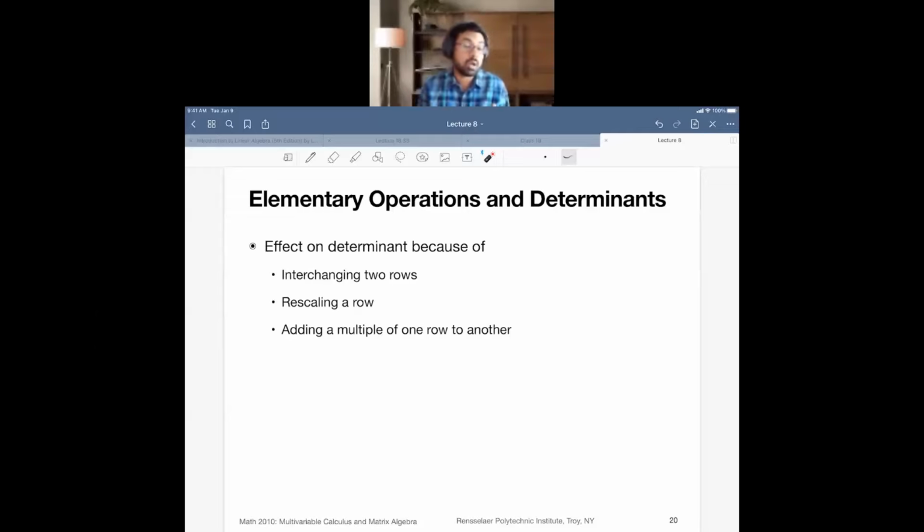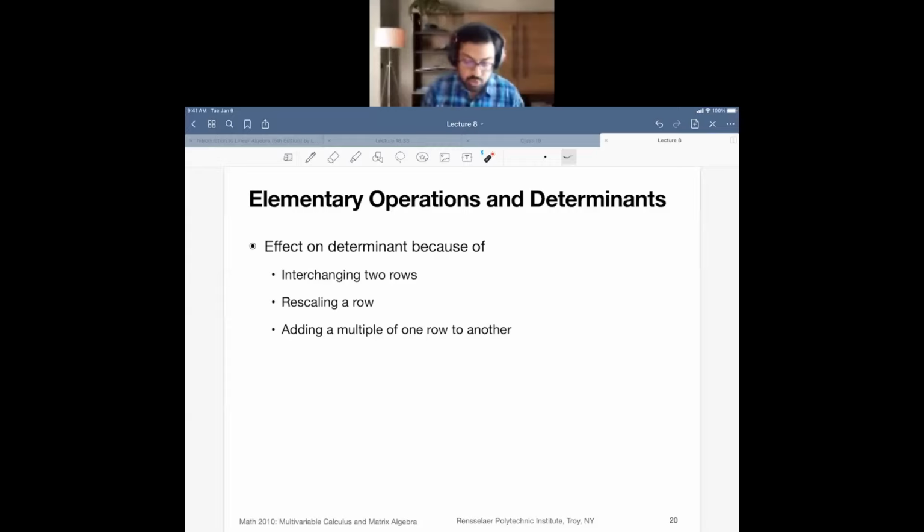I cannot change the matrix itself. I have to have a row equivalent matrix. So I cannot change the solutions. So I will be doing row manipulations only to make my determinant calculation simpler.